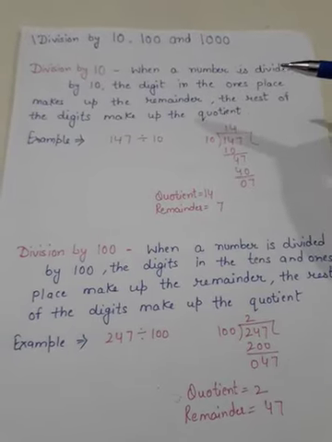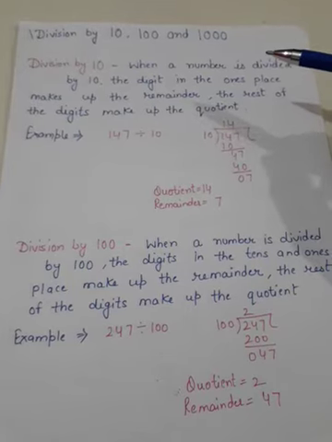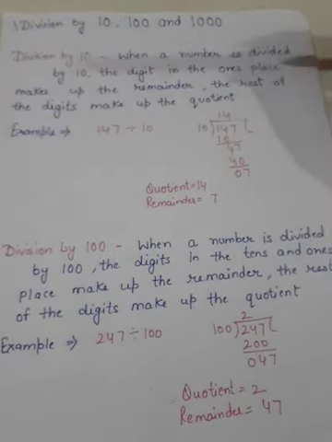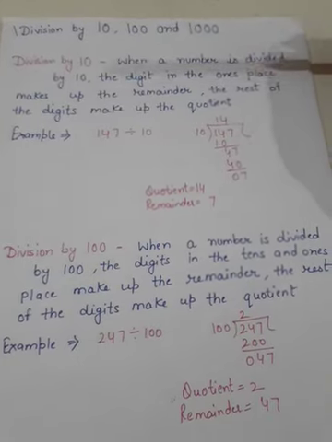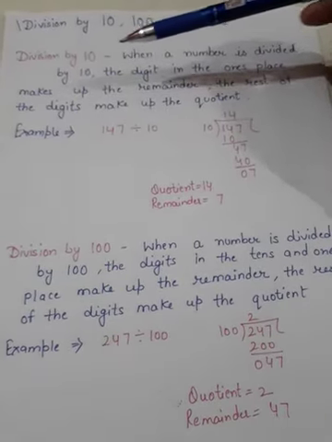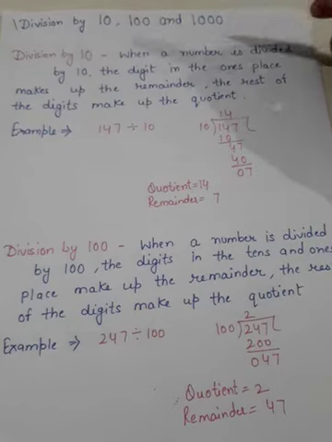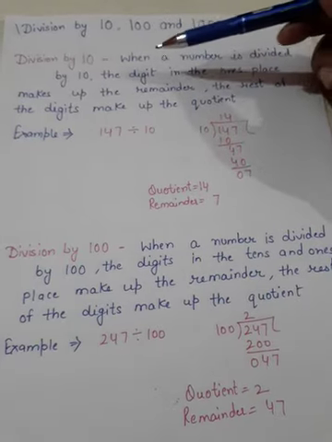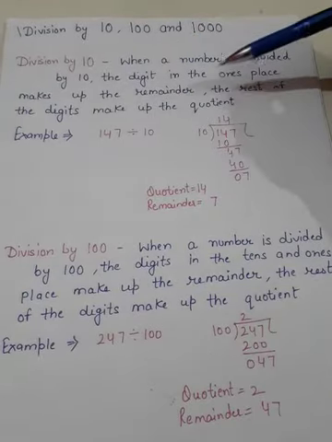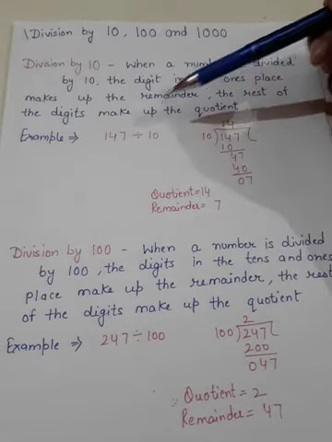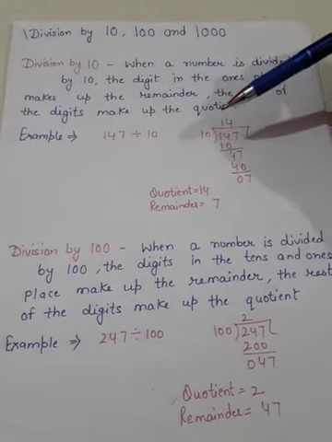So here I am explaining to you some facts about division. Look here, we will see division by 10, 100 and 1000. First, division by 10. What happens when we divide by 10? See here, when a number is divided by 10, the digit in the ones place makes up the remainder, and the rest of the digits make up the quotient.